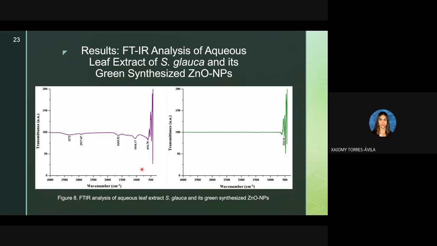The spectrum also lacks a band at around 3,250 reciprocal centimeters, which lets us know that there was no moisture present in the sample.